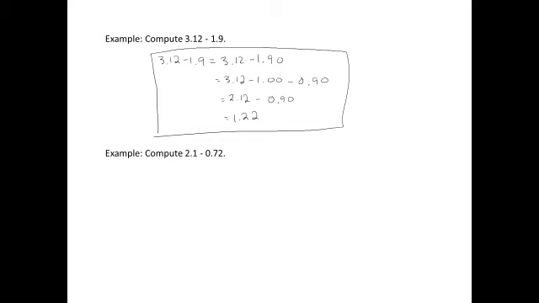Example, compute 2.1 minus 0.72. Again, make sure we have the right number of digits after the decimal point. Break apart the second number. Do the subtraction.